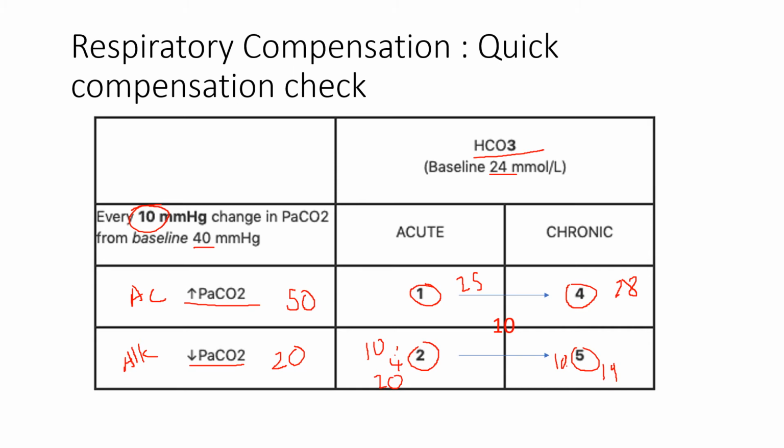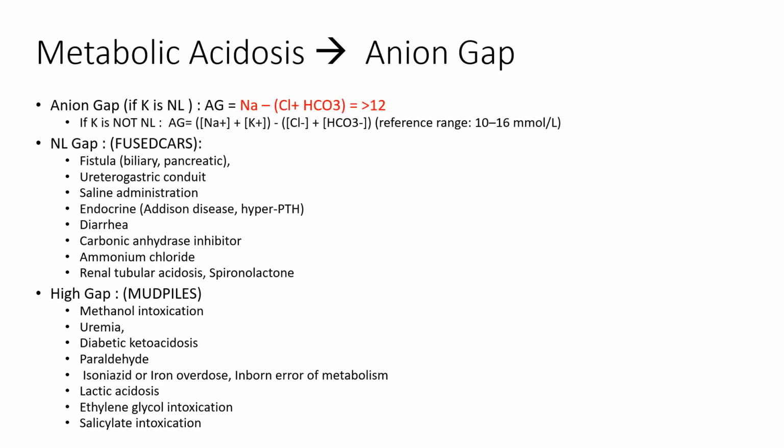Okay, so that represents our quick way to determine respiratory compensation by looking at if the bicarb changed appropriately or not. Next, we're going to talk about our metabolic acidosis. Now, after we've done our Winter's formula to determine compensation, we're also going to have to calculate anion gap, which is calculated with this formula right here. Sodium minus chloride plus bicarb, right? Our positive ions minus our negative ions to determine the gap.